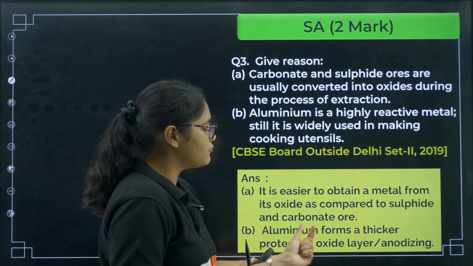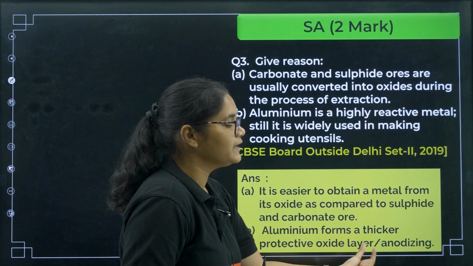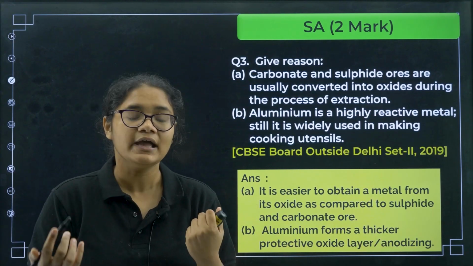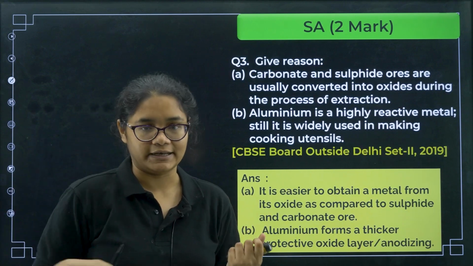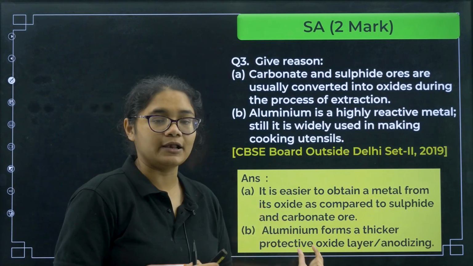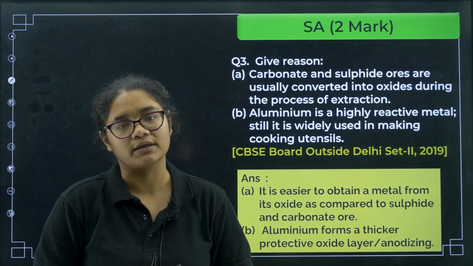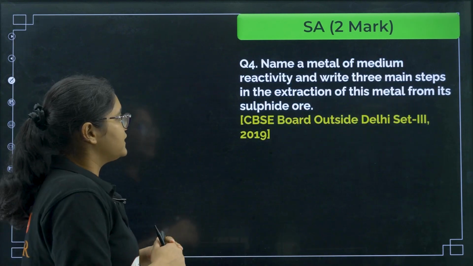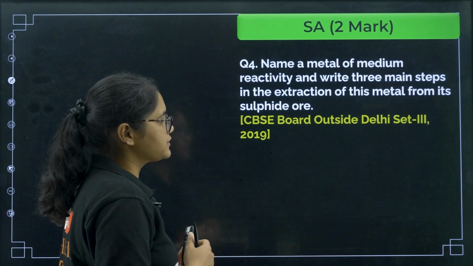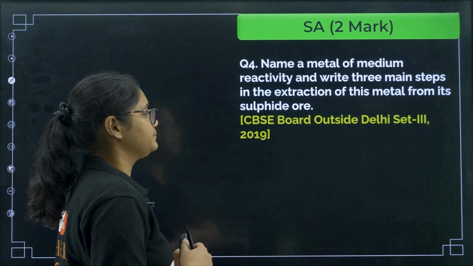Next, aluminium forms a thick protective oxide layer, anodizing. So aluminium, when it gets oxidized, when it gets corroded, it forms an aluminium oxide layer. And that is why it protects the aluminium and it can be used as a cooking utensil. Next, name the metal of medium reactivity and write the 3 main steps in the extraction of this metal from its sulfide ore.